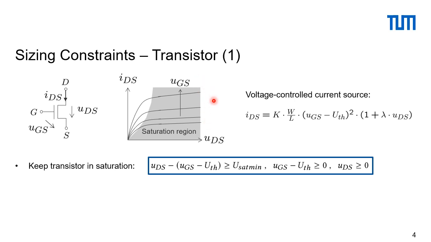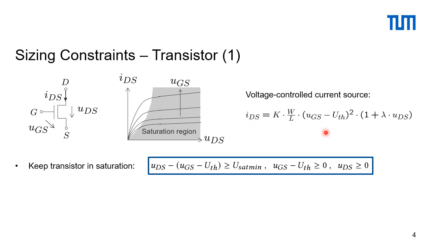Now, if we look at that function and look specifically at what we call the saturation region, we have this quadratic behavior of the drain source current in dependence of the effective gate source voltage. So that means the transistor in saturation region works as a voltage-controlled current source. The voltage that controls is the gate source voltage, and the current that is controlled is the drain source current.